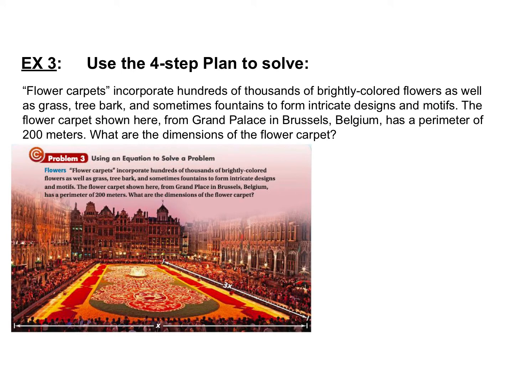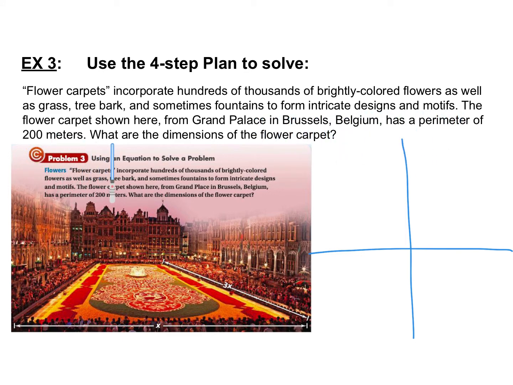For example 3, we have a word problem, and for our word problems, we are going to typically do this 4-step plan. So I'm going to squeeze it in here off to the side. Let's go ahead and read the problem. It says, flower carpets incorporate hundreds of thousands of brightly colored flowers, as well as grass, tree bark, and sometimes fountains to form intricate designs and motifs.